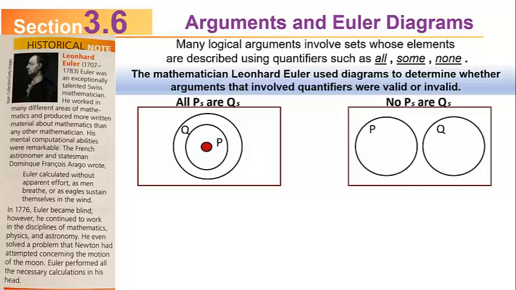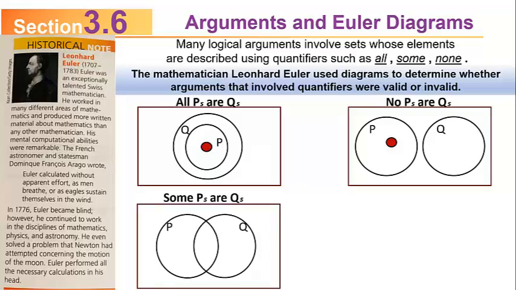Here's another. No P's are Q's. This time, you want the P circle and the Q circle to be separated completely so that no P can possibly be in Q. So a representative element of the set P would have no possibility of also being in the set Q.